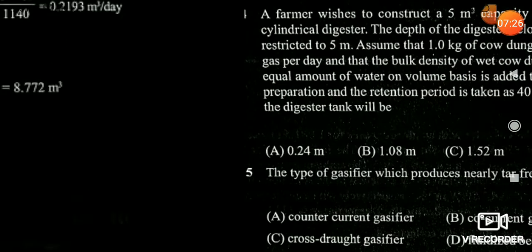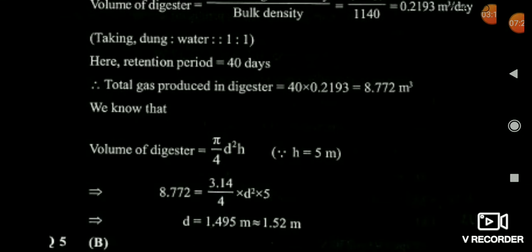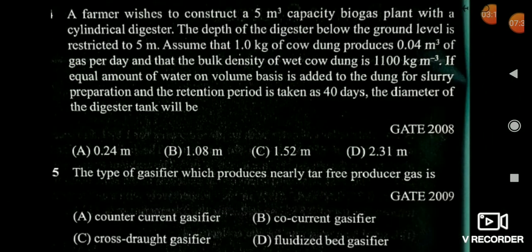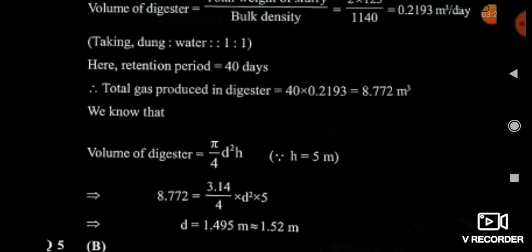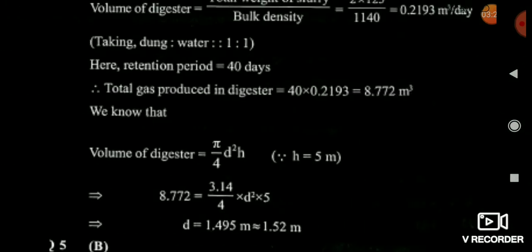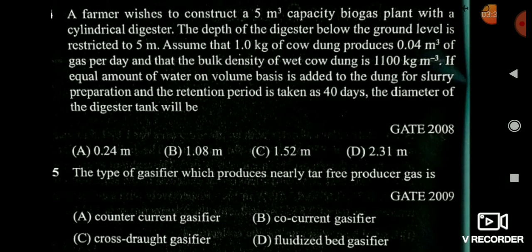So you can calculate, it is a cylindrical shape digester and the height, means depth, is 5 meter. So pi by 4 d square h. All of you know the volume of digester when it is in cylindrical shape. So you can equate both the volumes and calculate the diameter d value, that is 1.495. That is equivalent to 1.52 meter. That is our C option.